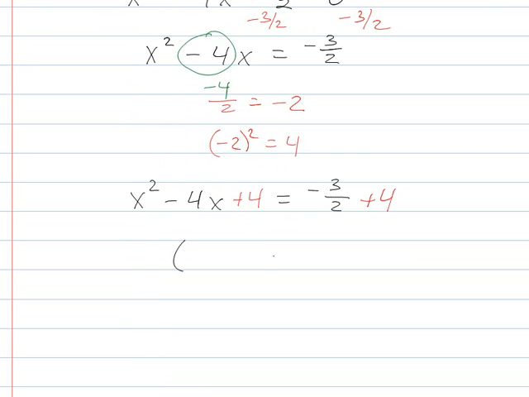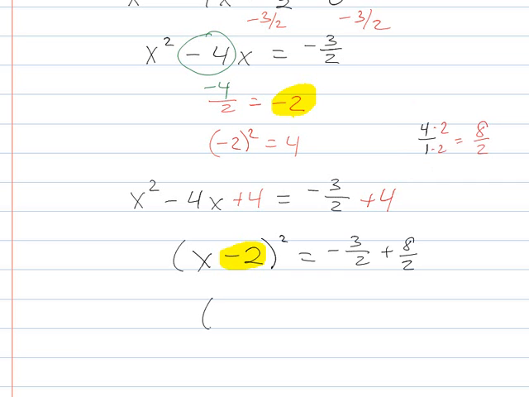So on the left, I've got a perfect square term. And I always remember that that minus 2 there, whatever that number is, that first time when I divide by 2, that's the number that's going there. Now let's take a look at this. If I have 4, same as 4 over 1, and I need a common denominator of 2, I've got 8 halves. So minus 3 halves plus 8 halves, that's going to be 5 halves.